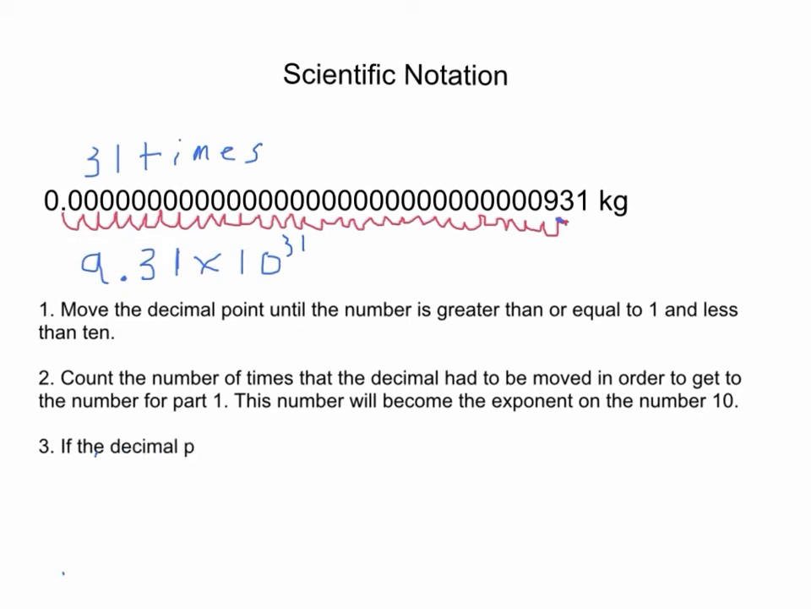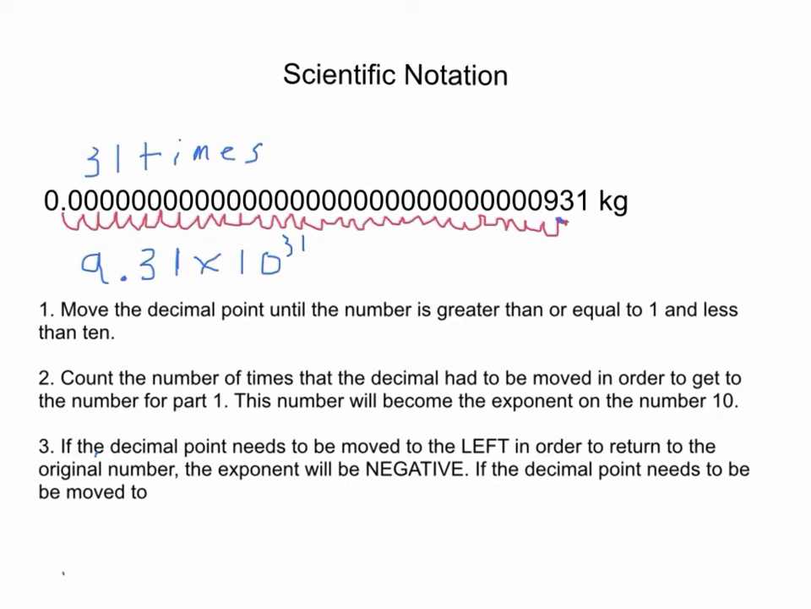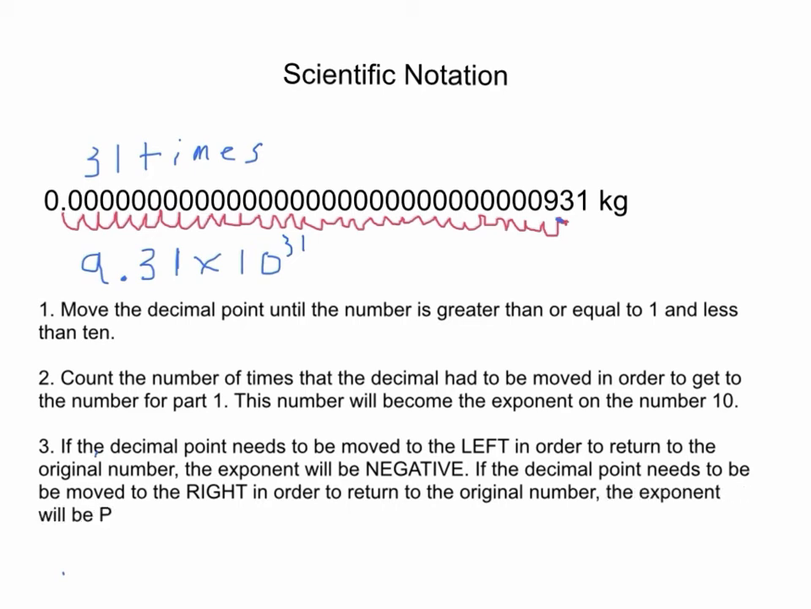If the decimal point needs to be moved to the left in order to return to the original number, the exponent will be negative. If the decimal point needs to be moved to the right in order to return to the original number, the exponent will be positive.